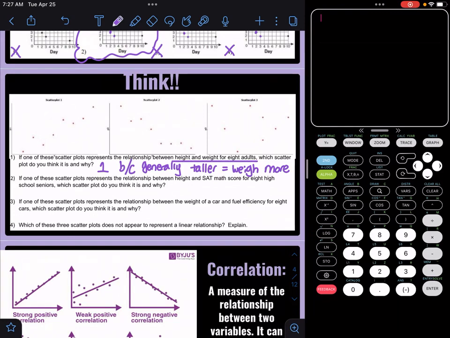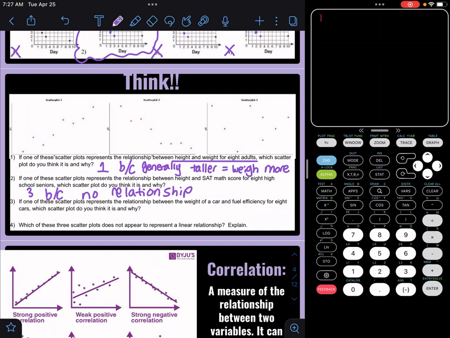Question 2 says, if one of these scatter plots represents the relationship between height and SAT math score for 8 high school students, which scatter plot do you think it is? Well, if I chose scatter plot 1, that would be saying that the taller you are, the higher your SAT score is. Or the second one, I would be saying that the shorter you are, the lower your SAT score. Or does it make sense that it's all random, like scatter plot 3? I would say 3, because there is no relationship. It doesn't matter if you're tall or short, your SAT score just depends on what you know and what you don't know. Height doesn't have anything to do with that.